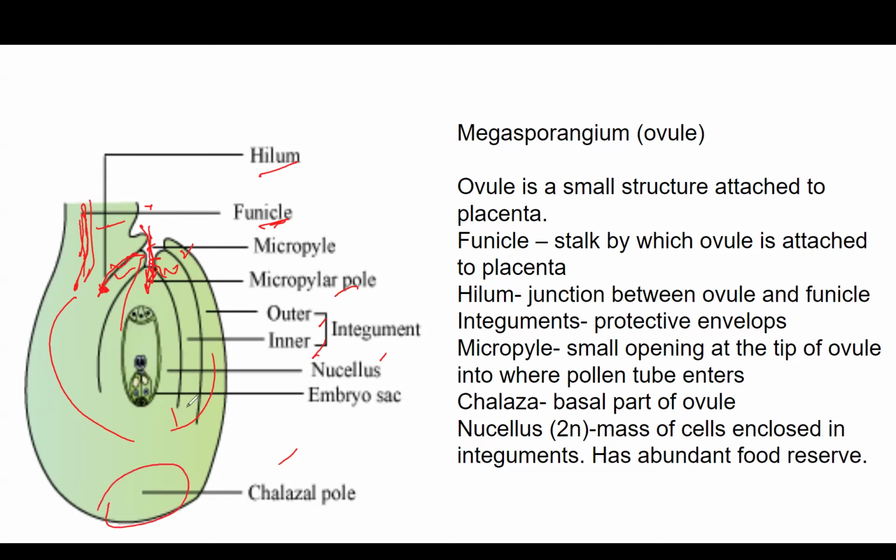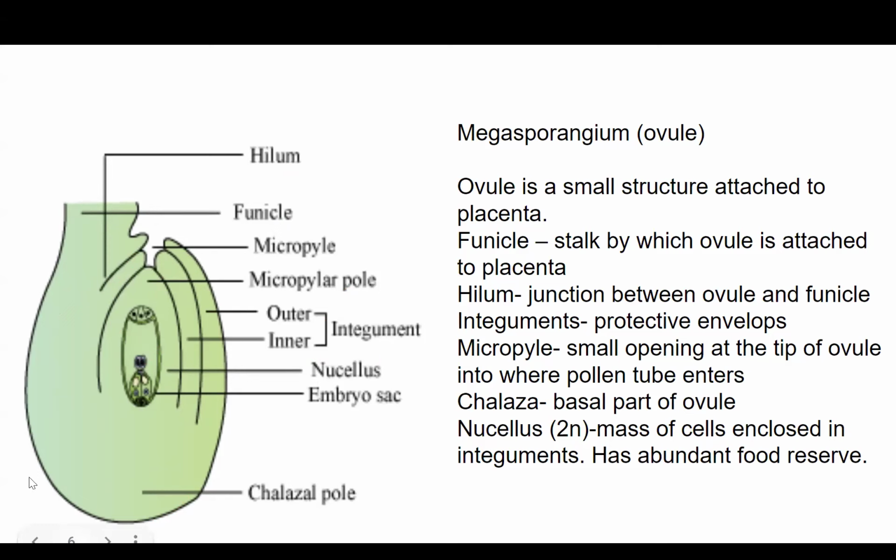Now inside this I have the nucellus, not nucleus. The nucellus is a mass of cells enclosed in the integuments, and it is an abundant source of food reserve. And inside this, I will have the embryo sac. So now the structure of the megasporangium is clear to us.